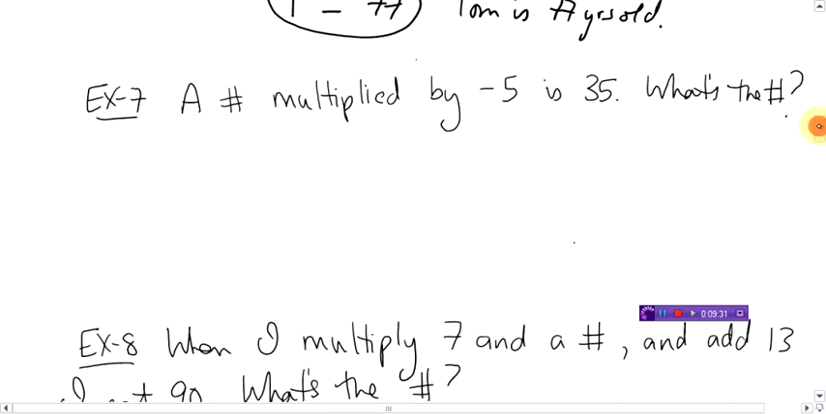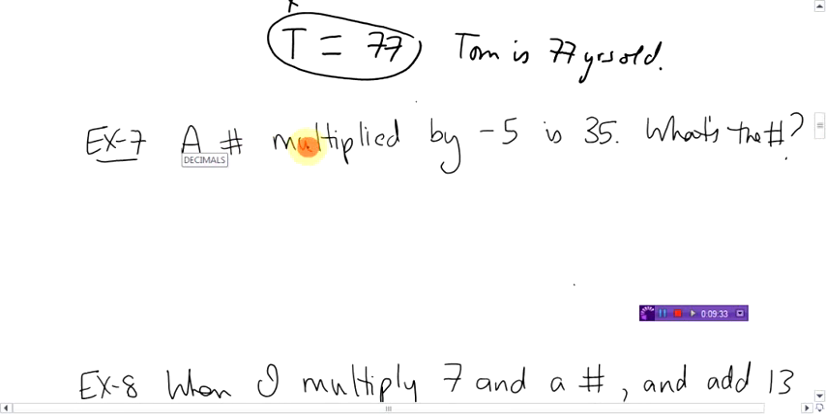Moving along, number 7. A number multiplied by -5 is 35. What's the number? Okay, so a number. We don't know what it is. Any random number. Call it whatever you want. Let's call it x. Let's be really creative and use the letter x. That number is multiplied by -5. Now you could do this: x multiplied by negative 5. That's the way it's written in the sentence, with the number first and negative 5.